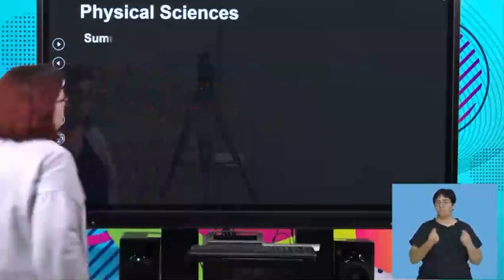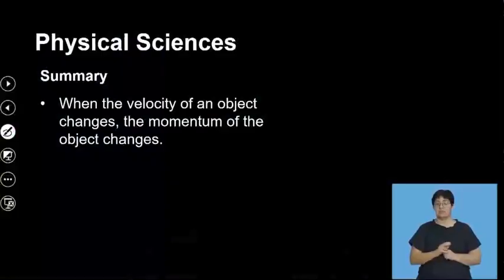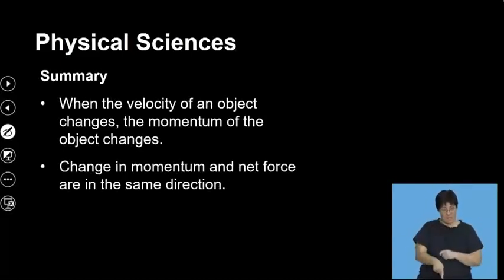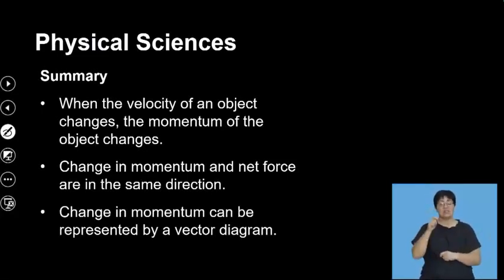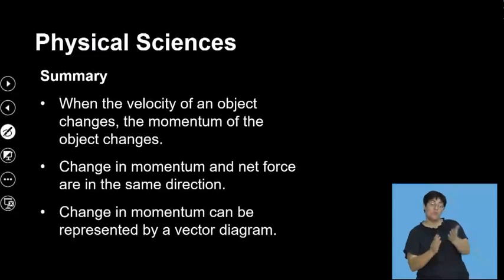So, what have we done? When the velocity of an object changes, the momentum of the object changes. Change in momentum and net force are in the same direction. I'm making a big deal out of it because it's important. Change in momentum can also be represented by a vector diagram. And that one you maybe have to go through again.